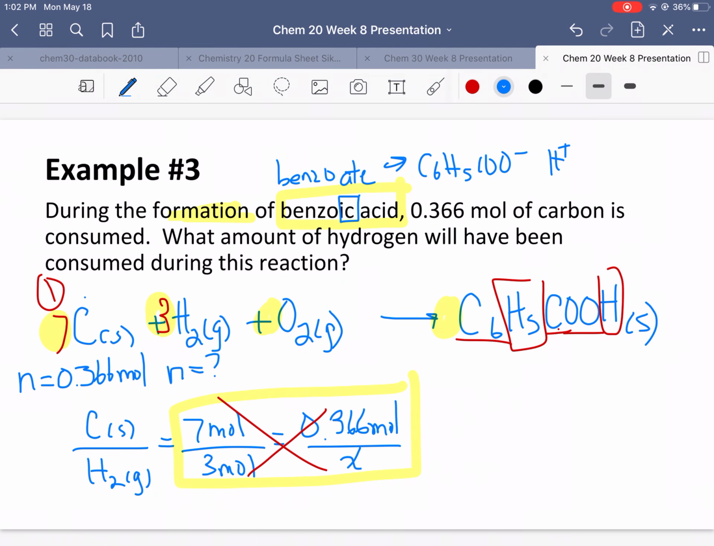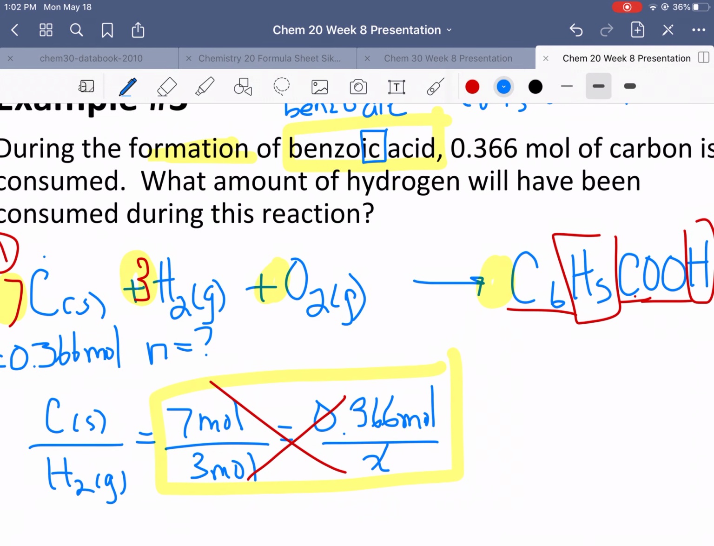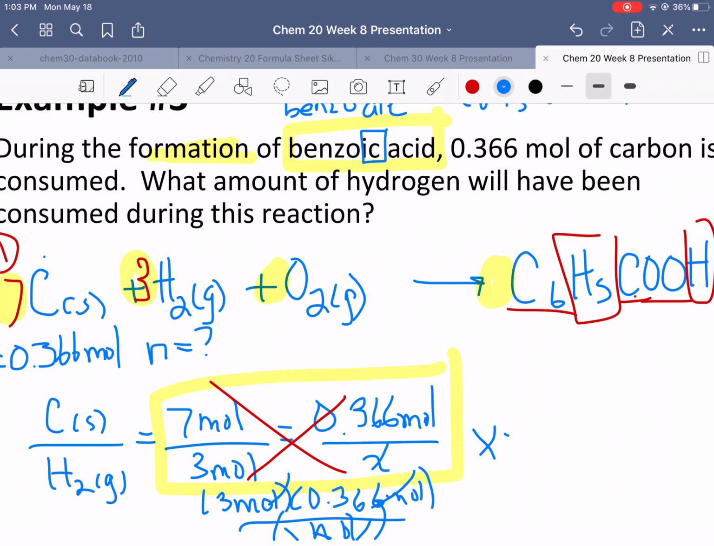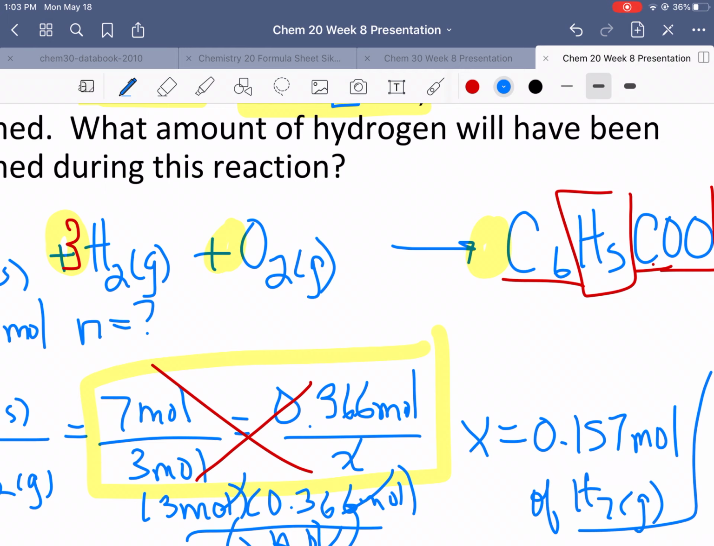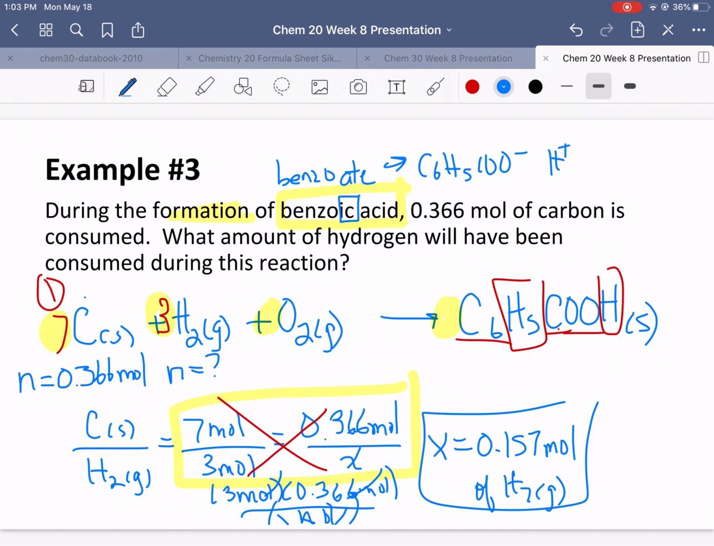Cross multiply, divide, same. We're going to have 3 moles times 0.366 moles divided by the 7 moles. Sorry, my writing's messy down here. It's so little. Moles cancel out. X is equal to, we need 3 sig digs, guys, because of the 0.366 in the question, 0.157 moles of H2 gas. And there it is, the very beginnings of stoichiometry at its most simplistic.